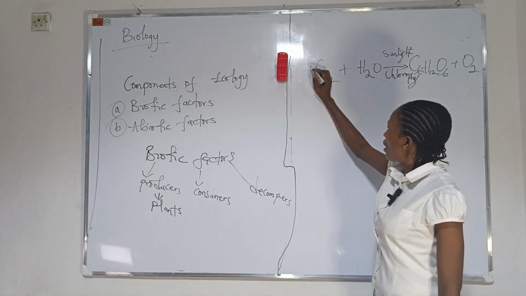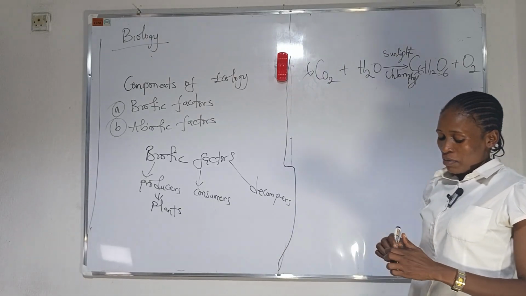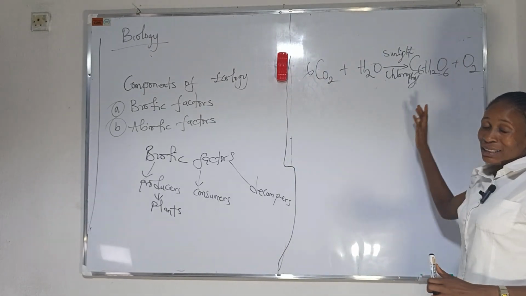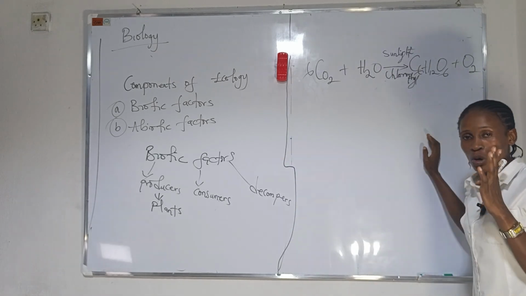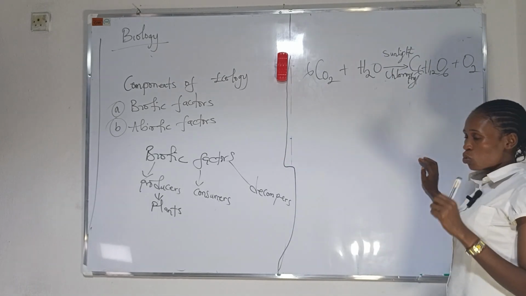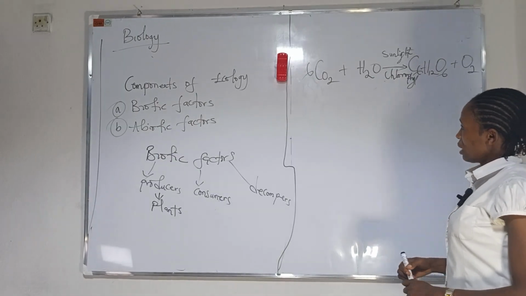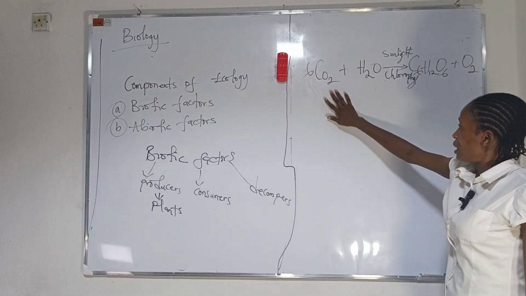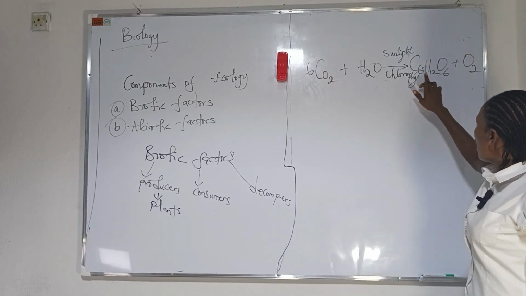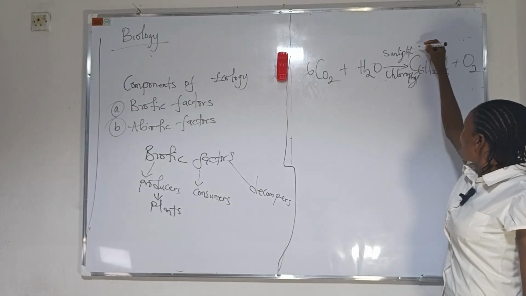I will come over here and put 6. Remember they say what you have at the right hand side must be equal to the left hand side, for you to have a balanced chemical equation. Okay, as it is now, how many molecules of carbon am I having? I have 6. That means I have balanced carbon.